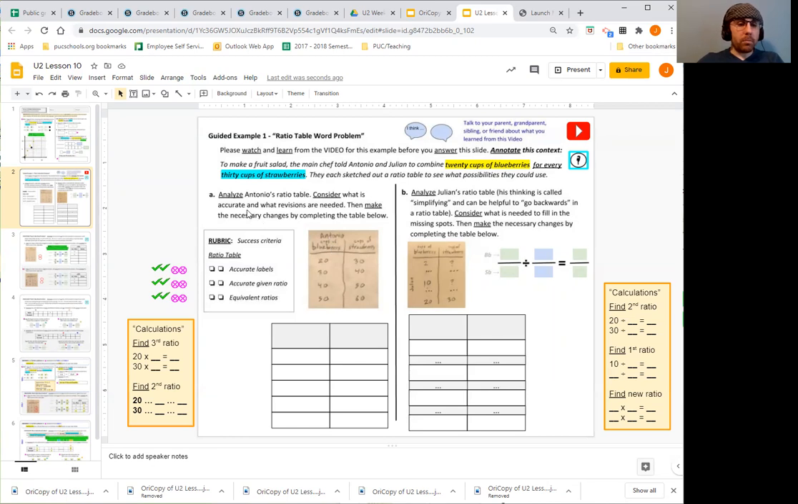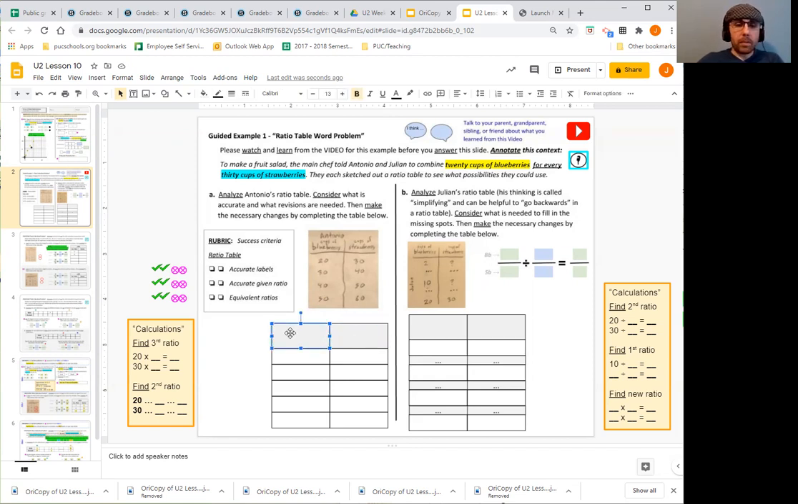And so I'm going to begin by looking at this picture that Antonio, a make-believe Antonio, not a real Antonio, created. And so he compares the cups of blueberries to the cups of strawberries. And our goal is to first analyze it, see what's going on in it. Second, we're going to see what parts of this are accurate and what parts are not accurate or need some revisions. And then finally, we're going to make the changes that need to happen by reading down below.